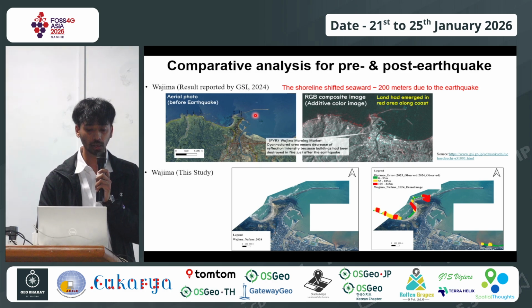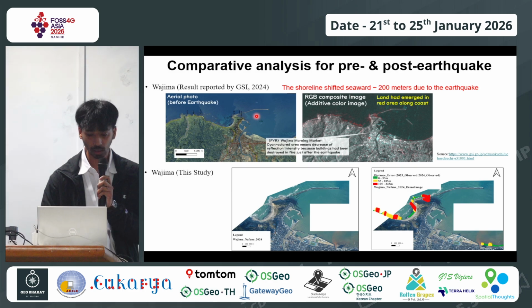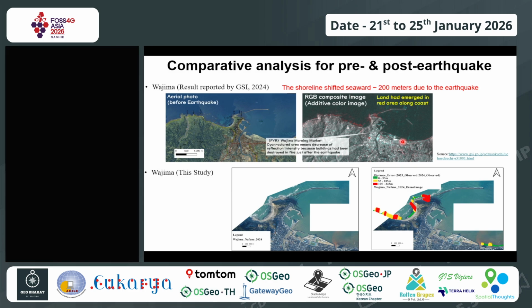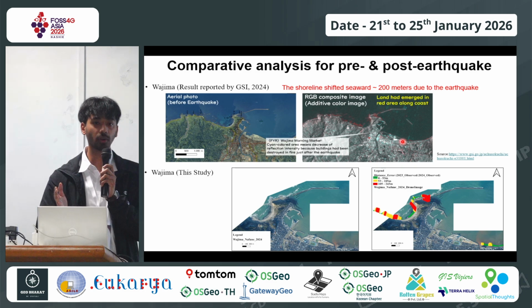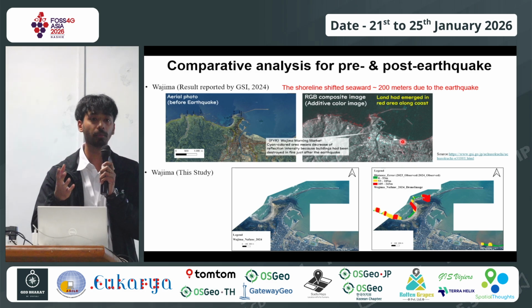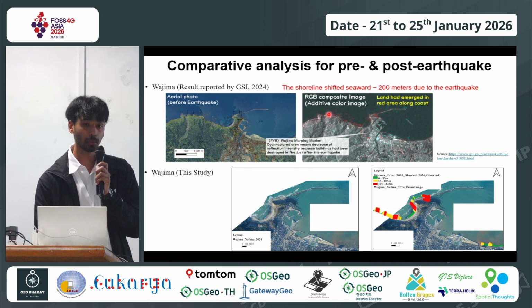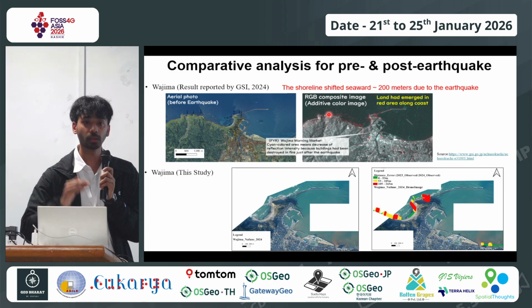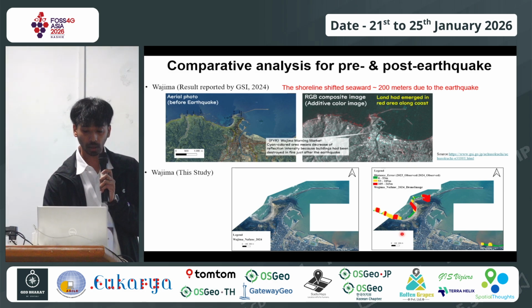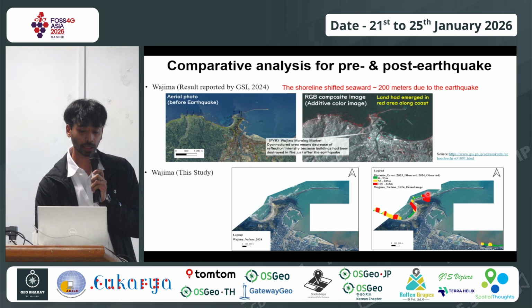The result that they have reported is, they have used SAR intensity images before and after the earthquake, and they have seen how much land has emerged after the earthquake. So this red area shows the land has emerged, and it's around 200 meters of shift. Now, in my case, I've used only shorelines, and using shorelines, the result almost matches with the SAR images which they have done, and it almost shows the same result.